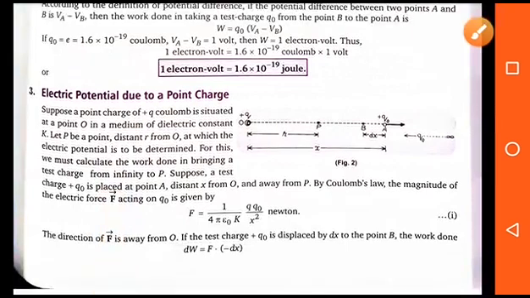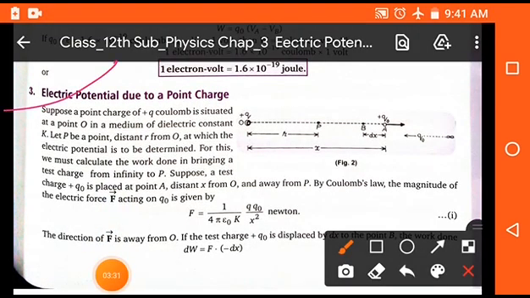Now the next topic is electric potential due to a point charge. In order to find electric potential due to a point charge, we have to take a diagram, and this diagram is given as: at point O there is a charge plus Q, and at distance small r we have a point P where we have to find the electric potential due to a point charge. So in order to find the electric potential, we have to take a charge at infinity, and we have to carry this charge from infinity to point P step by step.